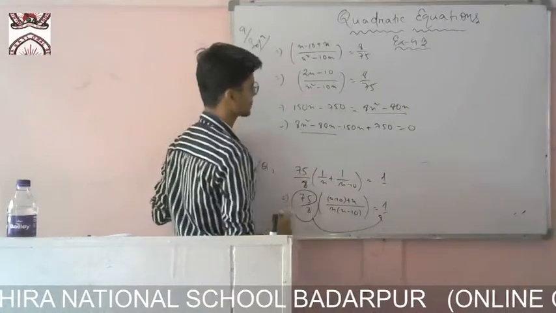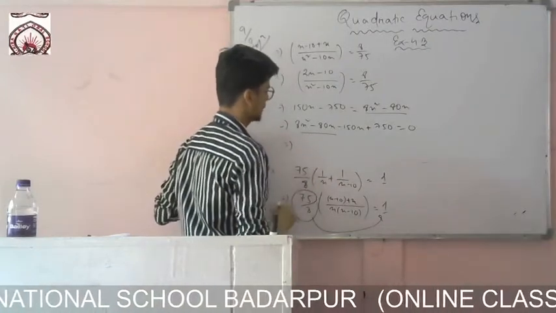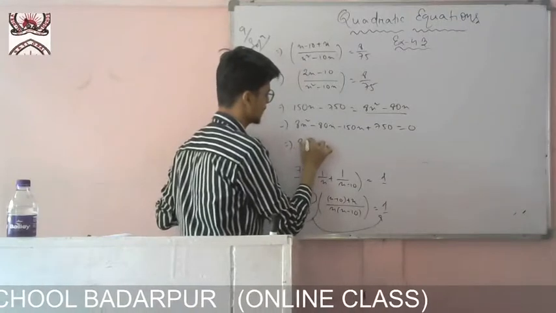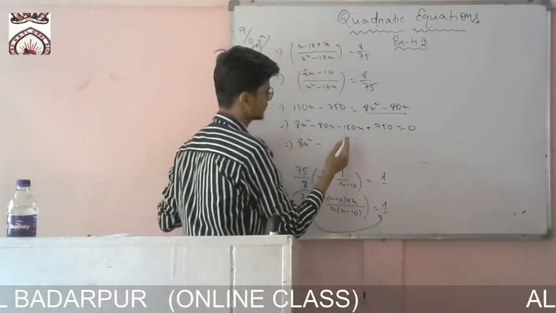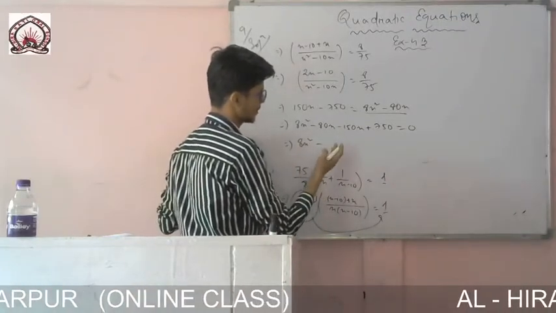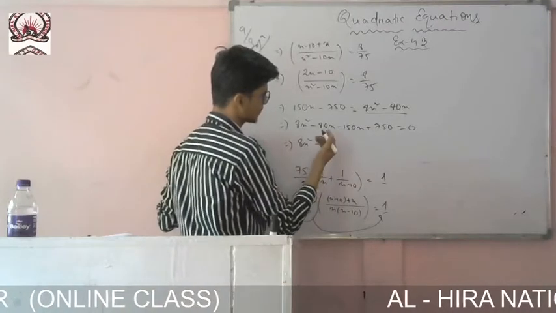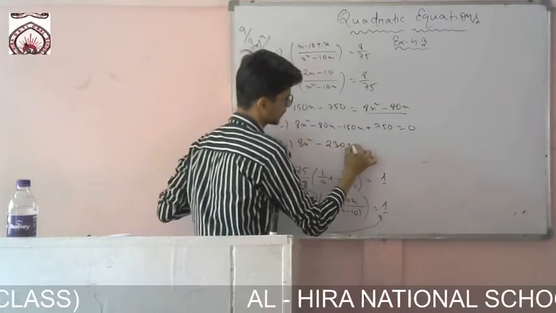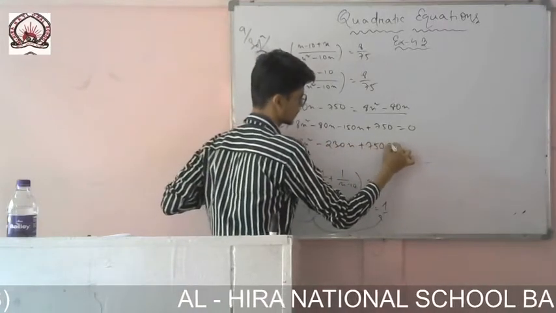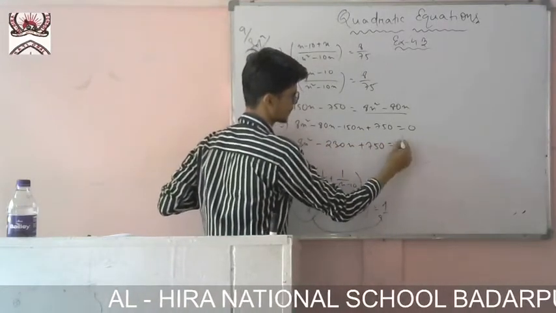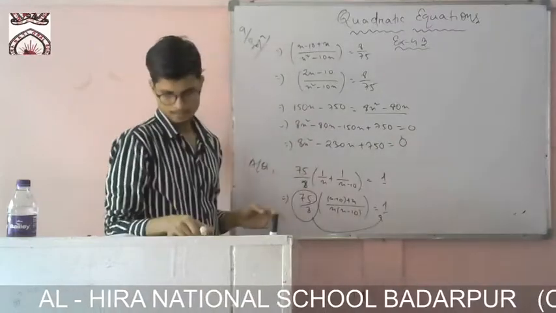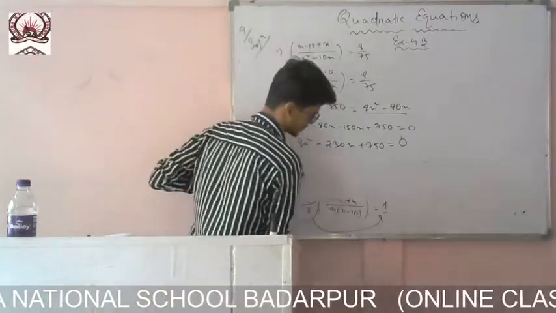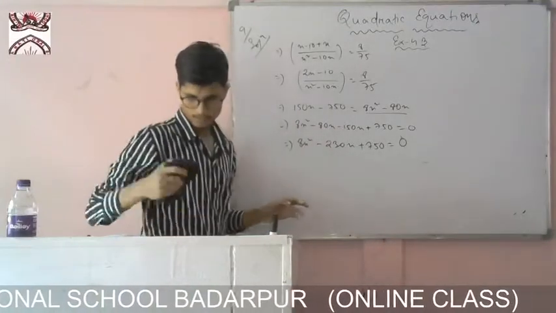So it will be 8x square minus 8x. So let me solve this part. 8x square minus 50, 60, 70, 150, no, so 5, 6, 7, 8, so it will be 230 plus 750 equals to 0. 8x square minus 230 plus 750 equals to 0.